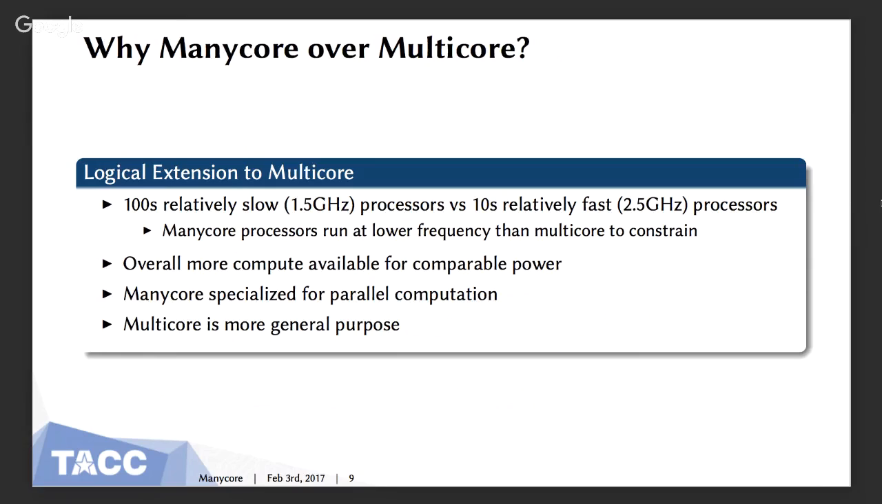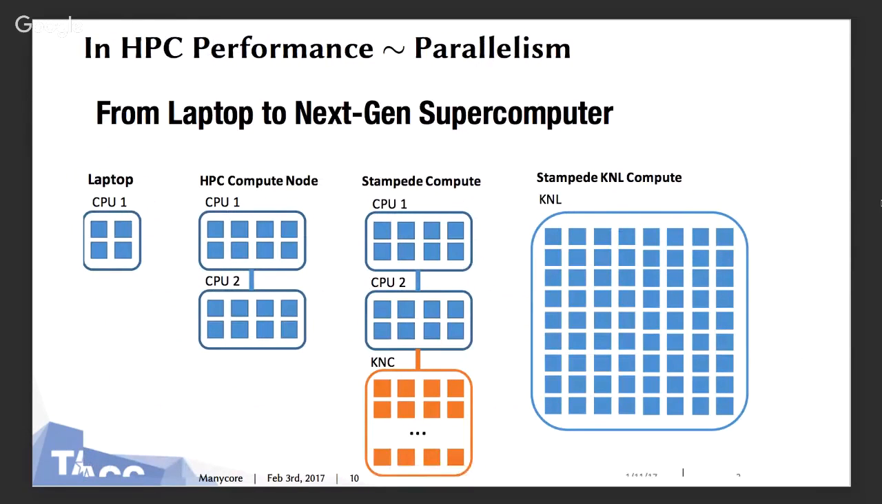Manycore is really specialized for parallel computation, I would say, whereas multi-core is more general purpose, more for running operating systems or general running websites and things like that. So in HPC, nowadays what we see is performance is really equivalent in some sense to parallelism. If you think about your laptop, probably it's got at least 2, if not 4 cores in it. It's still a multi-core processor.